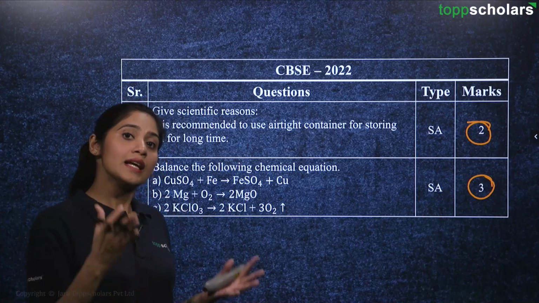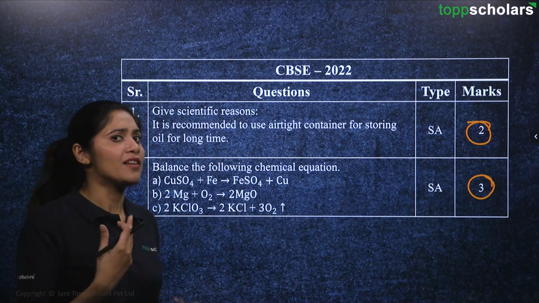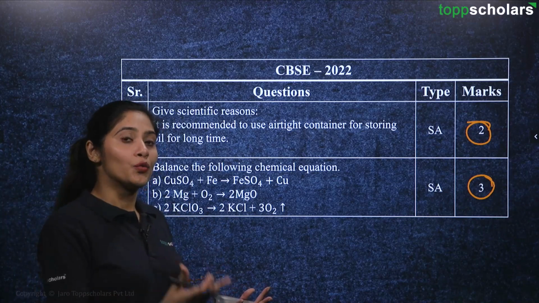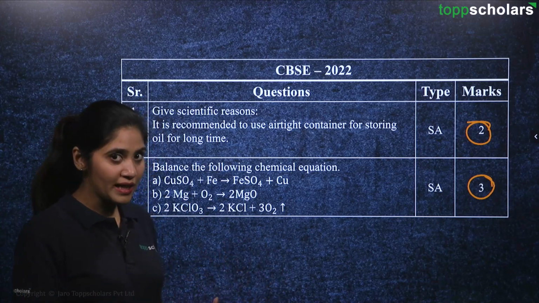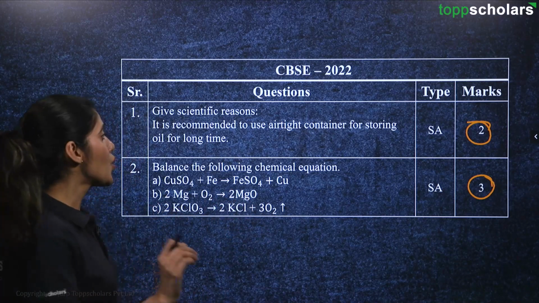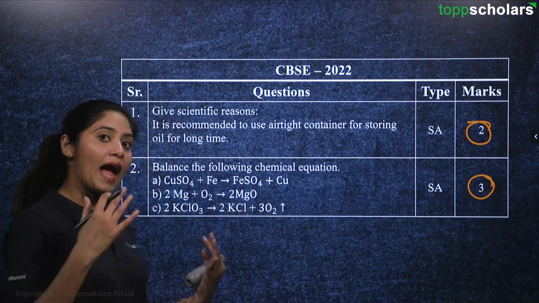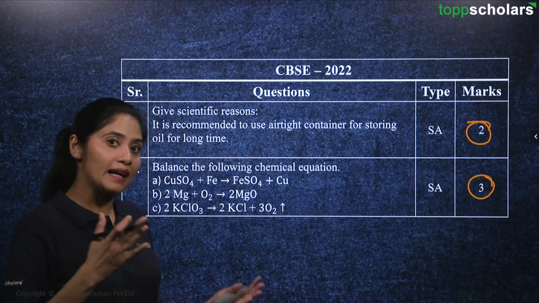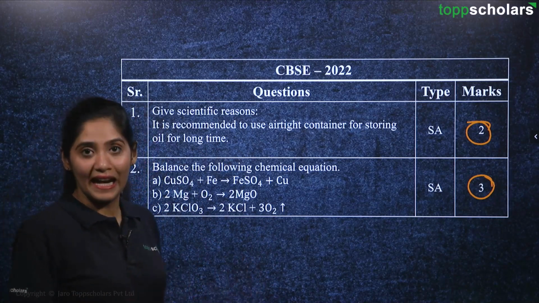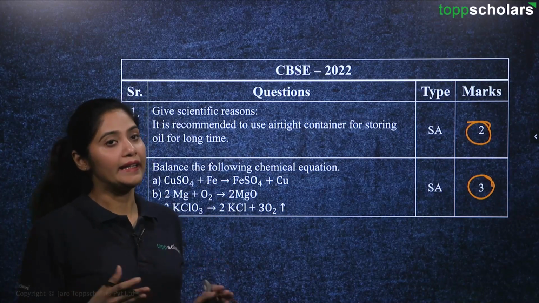What does an airtight container do? It restricts the contact of oil with air, right? And why is that so? Because the oil reacts with oxygen in the surrounding and it changes its properties, right? So what we have to write here is what reaction takes place, and so to avoid that reaction and forming a product which is not a desired product, that is the reason why it is recommended that we store oil in an airtight container.